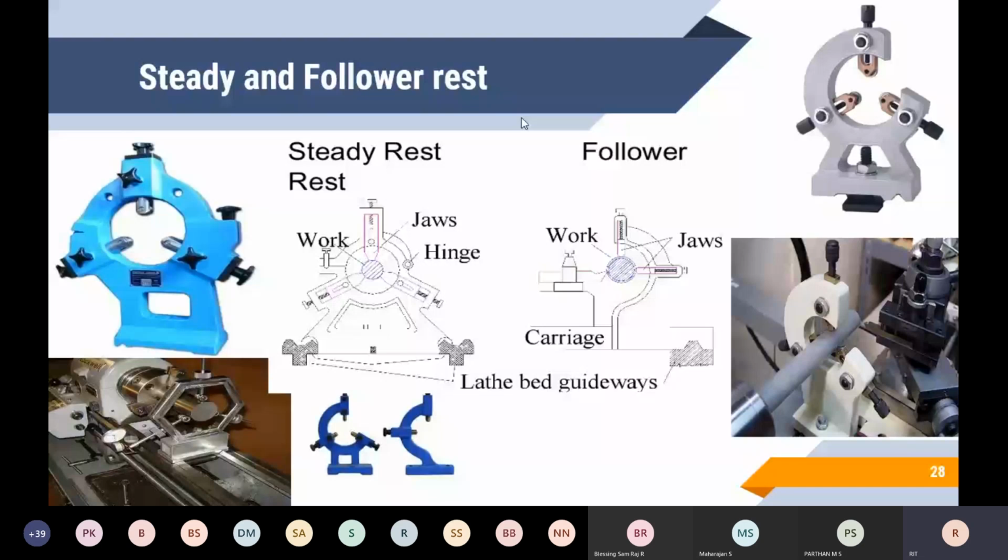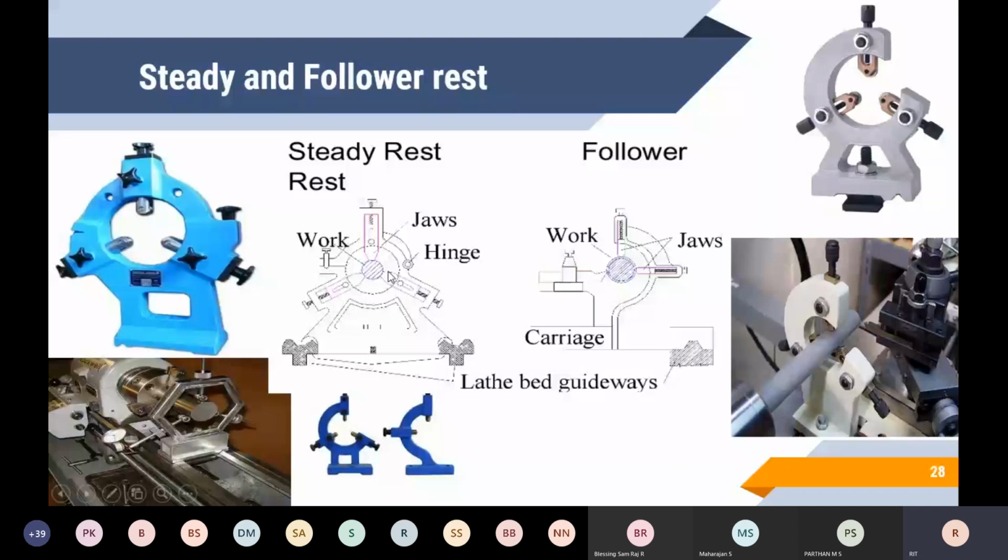Normally, we have to decide where to use the steady rest and where to use the follow rest. The steady rest is placed in the guideways of the bed. The follow rest is placed on the carriage, so it moves along with the tool post, moving to and fro. The steady rest is static; it does not move, and it sits between the live and dead centers of the lathe. The job will be passing through it.